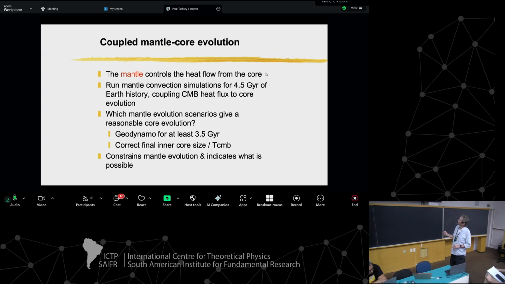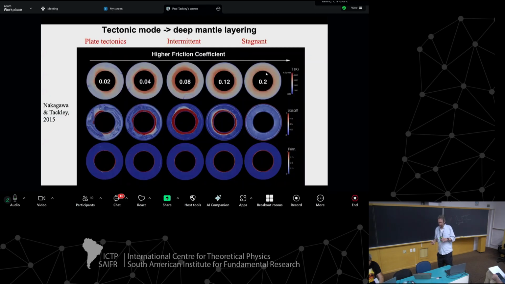Looking to the bottom, we can also couple these models with core evolution. Because the mantle basically controls the heat flow from the core, various people have come up with parameterized core models, and we can include those. And the core cools with time. Takashi Nakagawa and I have published a number of papers on this, and I won't go through them all.